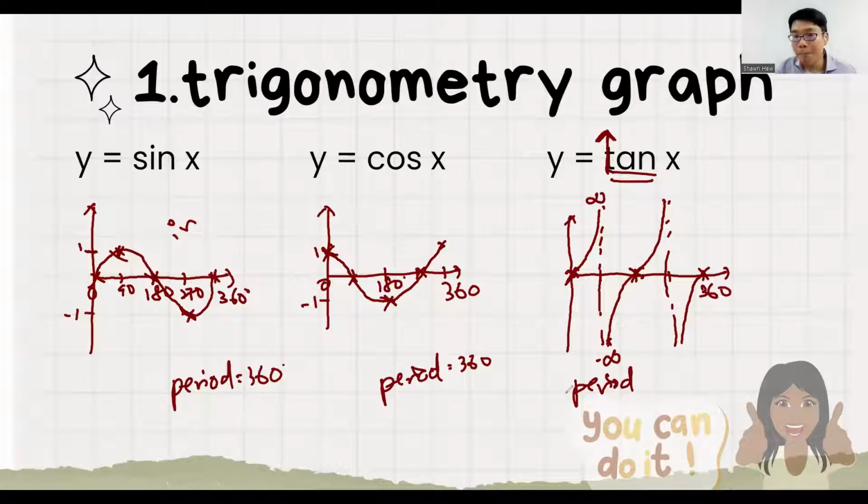One more thing about tangent, the period is also special. Period means one complete cycle. The tangent graph goes up from the middle, boom, half of it. You go down until the middle. Okay, this is already a complete cycle. So the period for tangent, instead of 360, is only 180.